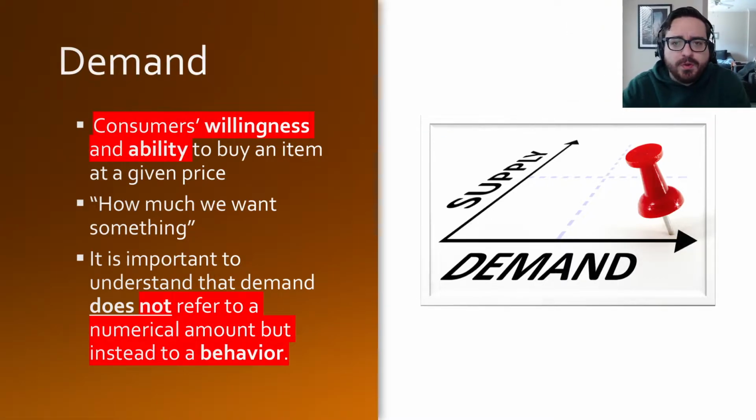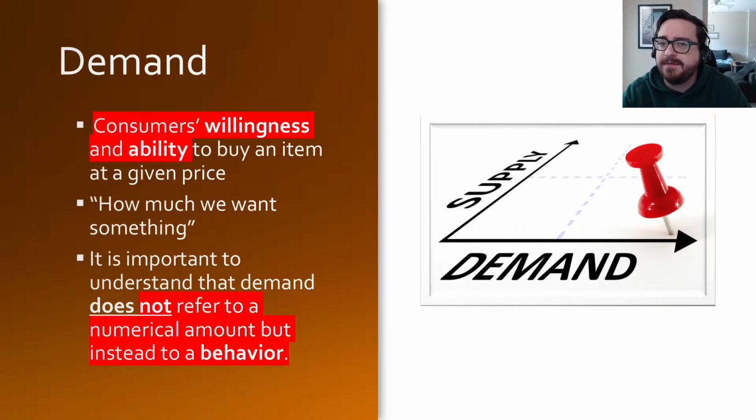Demand is consumers' willingness and ability to buy a product at a price. The best way to think about it is it's how badly we want a good or service. It is not a number. This is an important clarification. The concept of demand is a behavior. How badly you want a thing.